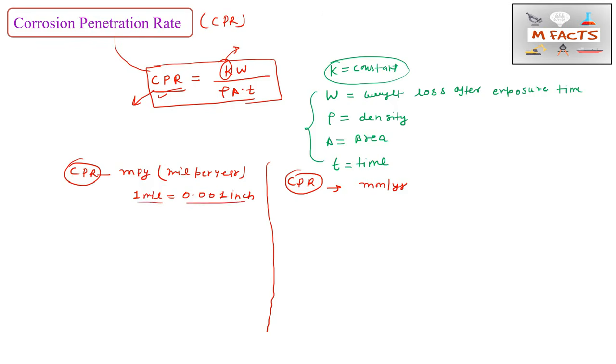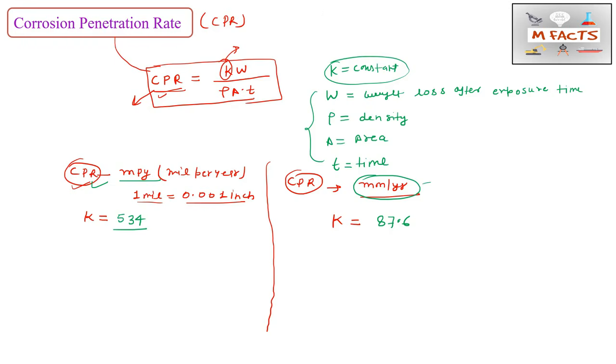So if we want to calculate in mils per year, or in millimeters per year, what should be the value of K? This is the thing we should consider in this formula. K is equal to 534 if we want to calculate CPR in mils per year, and K will be 87.6 if we want to calculate CPR in millimeters per year.